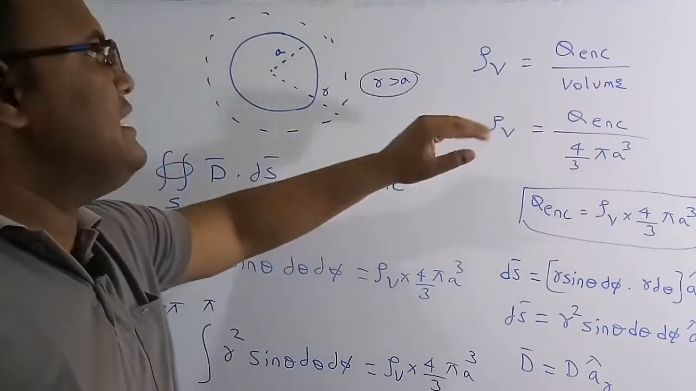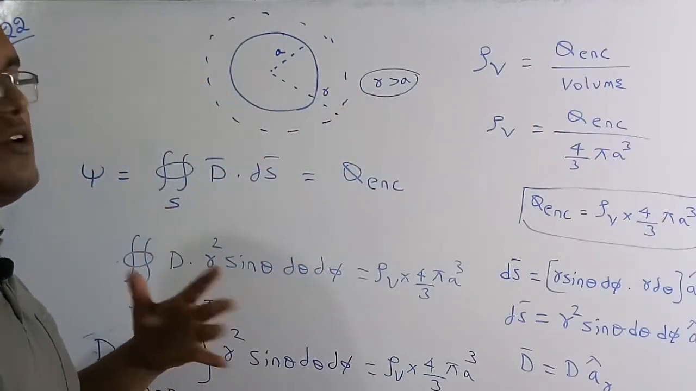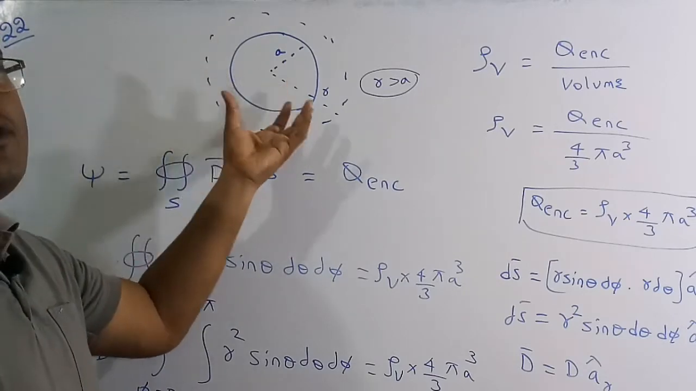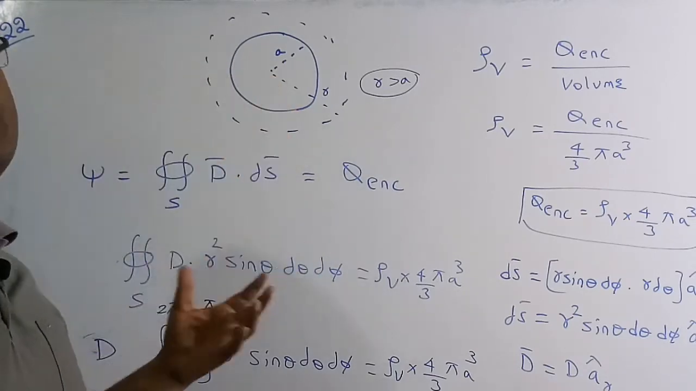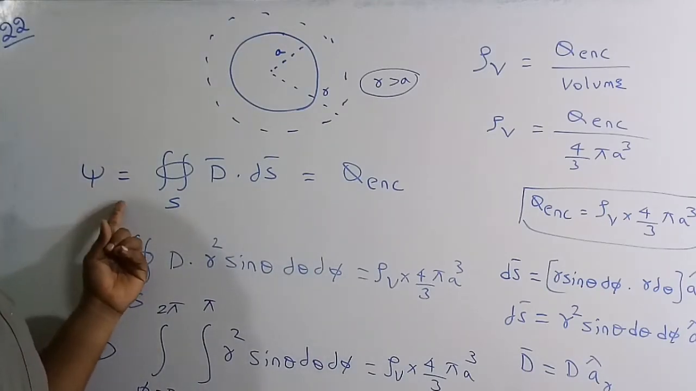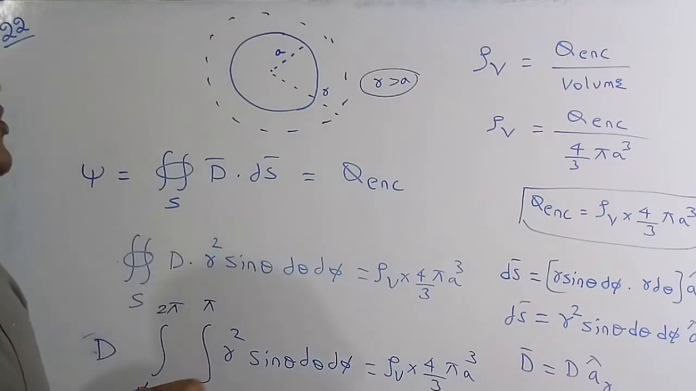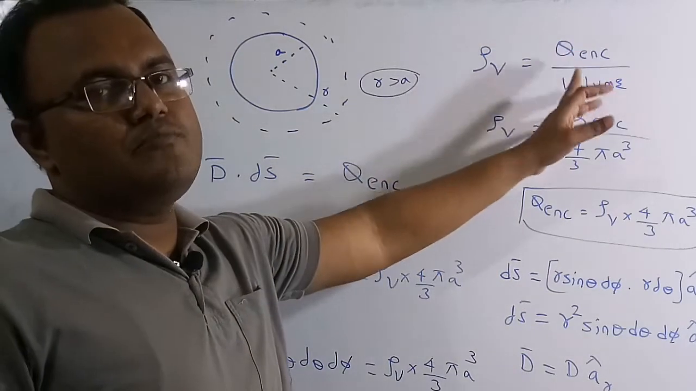So therefore here, by using the Gauss law we can figure out the total amount of flux which is passing through this closed surface is equal to the amount of charge enclosed. So total flux through this closed surface is equal to surface integral of D bar dot dS bar is equal to charge enclosed. So now here rho v is equal to charge enclosed by volume.